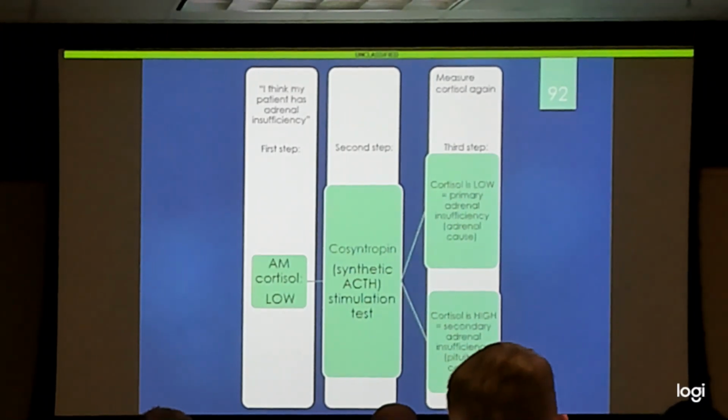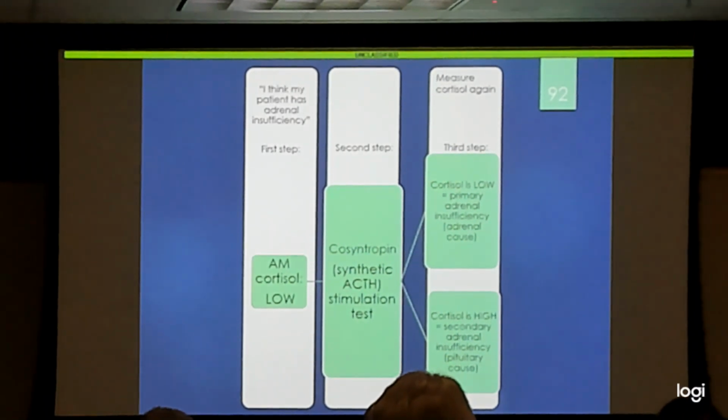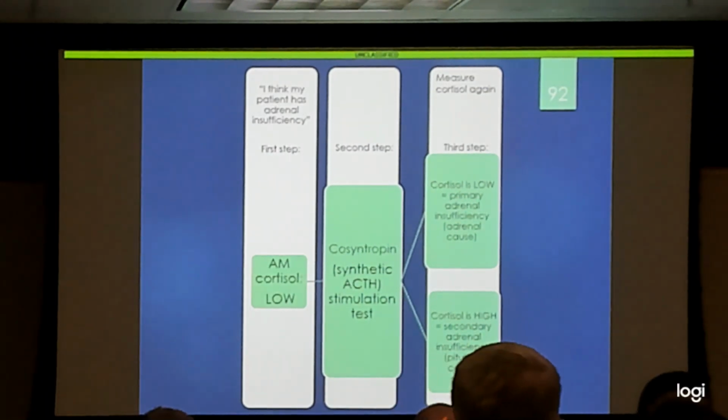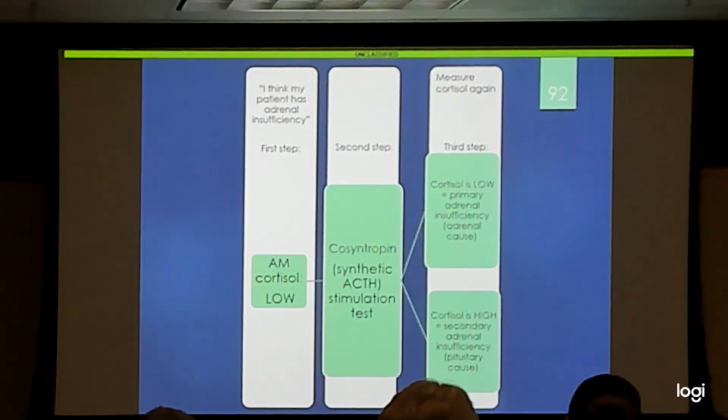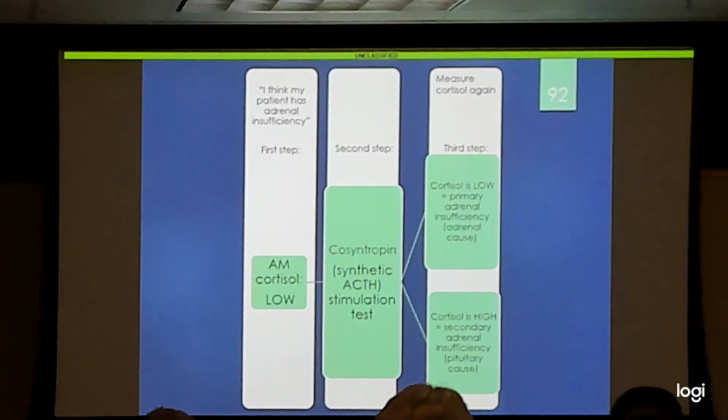So I first think the patient has adrenal insufficiency, kind of like my other good drawings. I do my best. So I think my patient has adrenal insufficiency. First step, check the morning cortisol level and your ACTH. I didn't add that, but ACTH. And then the second step is you do the cosyntropin synthetic ACTH test. You measure the blood level, measure cortisol again. And then if cortisol still remains low, that gives you your answer. You know you have primary adrenal insufficiency.